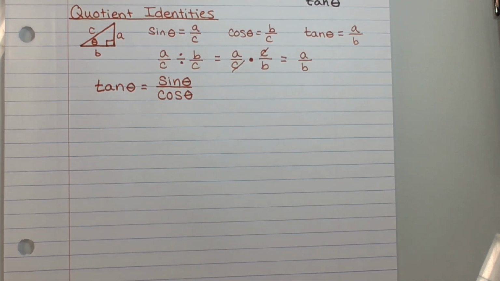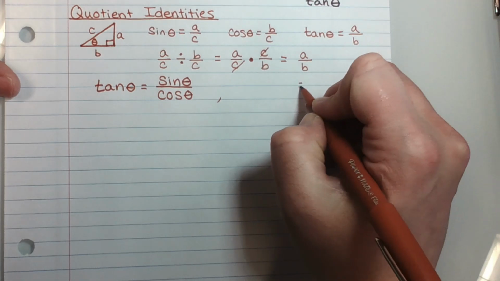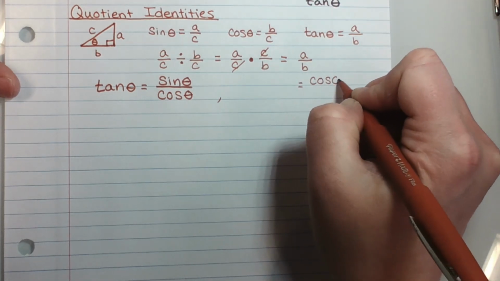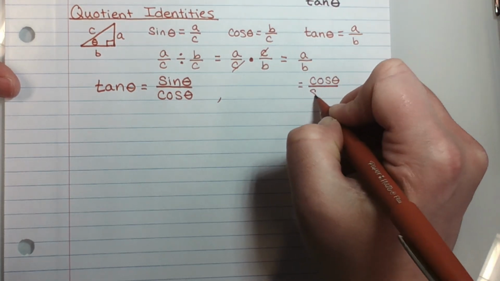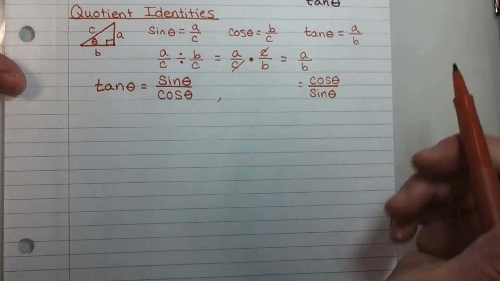The other quotient identity comes out of the fact that I can divide in a different way. I can divide cosine divided by sine. Now I've talked about what cosine divided by sine is going to become. But which trig ratio is a result of cosine getting divided by sine? Cotangent, because it's the reciprocal of this.